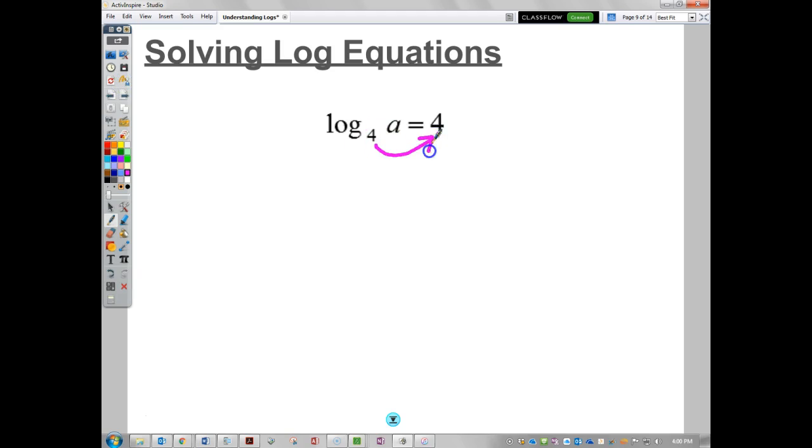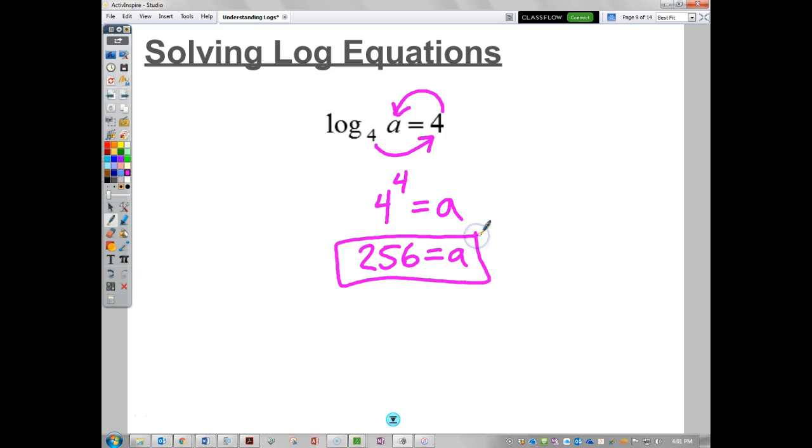So 4 to the 4th power equals a. All right, 4 to the 4th power is 256. So 256 is equal to a, and we've solved it.